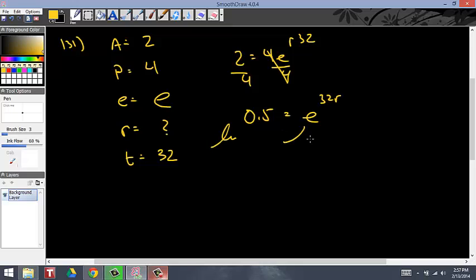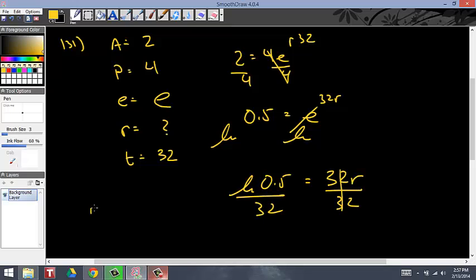The R32. Divide by 4. I'll say 0.5 equals e to the 32r. How do I bring that r down to the bottom? David. Take the natural log of both sides, so I get the natural log of 0.5 equals, what happens to the natural log of e, Matthew? Gone. Get rid of 32. And then r is going to approximately equal something.